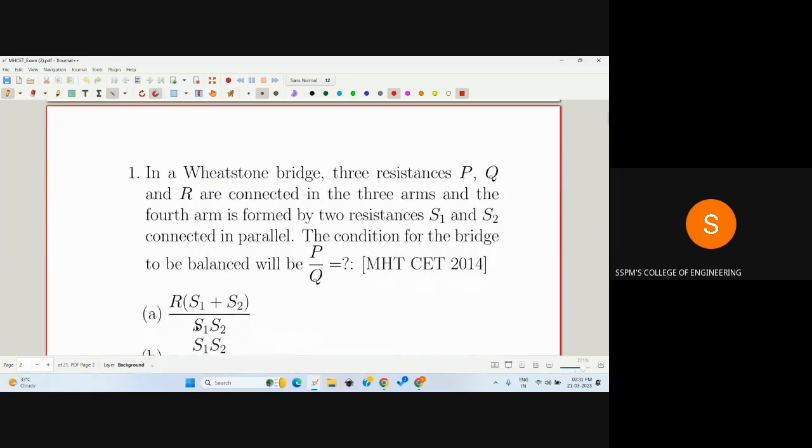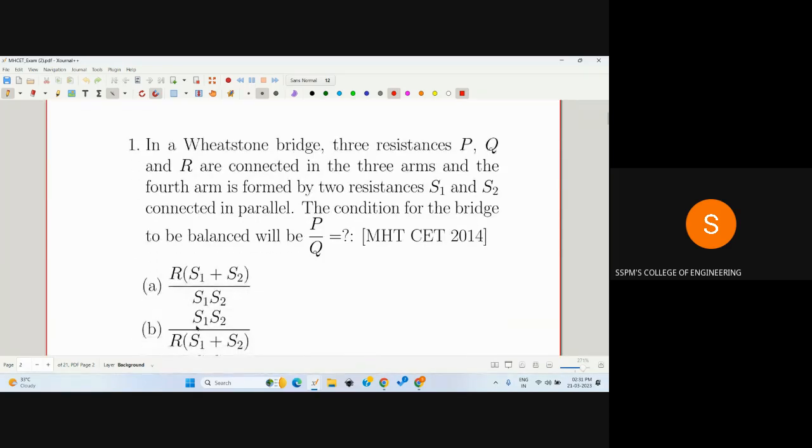Look at the first example. The first example is based on the Wheatstone Bridge. All of you know about the Wheatstone Bridge. So what is the use of the Wheatstone Bridge? The Wheatstone Bridge is used to measure unknown resistance.